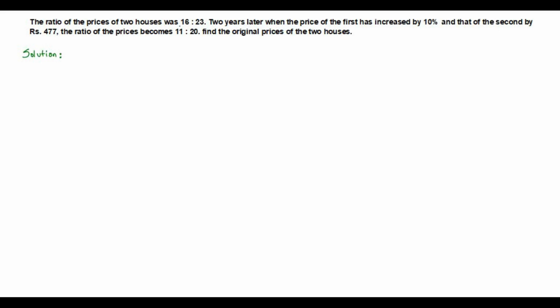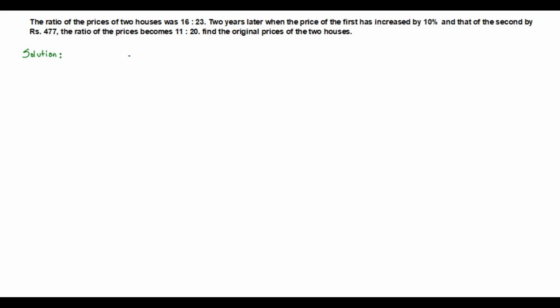Here we have two ratios. So both the ratios are the prices of two houses. So the first ratio 16:23 is for the price of two houses originally. The second ratio 11:20 is the prices of two houses 2 years later. But we have to find the original price of the two houses. So we have to use this ratio 16:23 to find the original price of the two houses. It's very simple to guess the original price from the ratio 16:23.